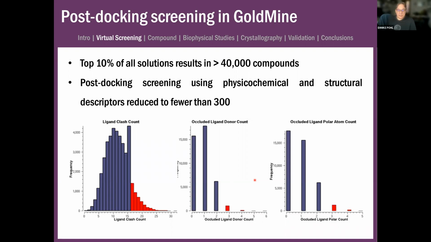So at this point, my PhD student, and I'm going to show her picture later, Natalie, came up and said, so what are we going to do next? And I said, well, we use the most powerful tool in the universe, and that's our human brain. You look at each of these 300 structures and basically make an assessment if this is a binding that makes sense or it doesn't make sense.